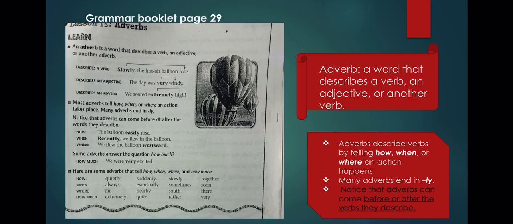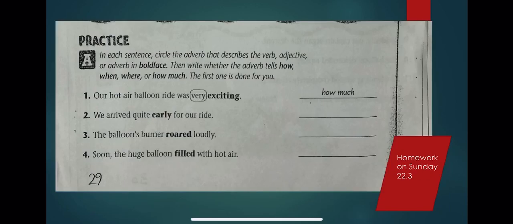An adverb is a word that can describe a verb, an adjective, or another adverb, and the adverb can come before or after the verb. If the adverb is describing the verb, we use the words how, when, where, or how much to know what the adverb is describing. Now you have this practice, practice A, at page 29 in your grammar booklet.